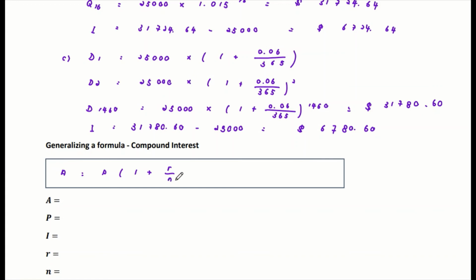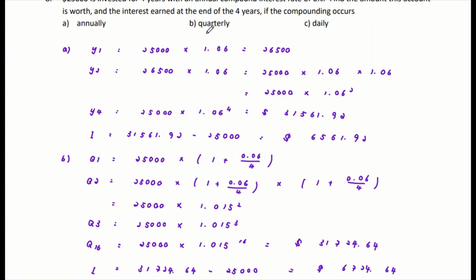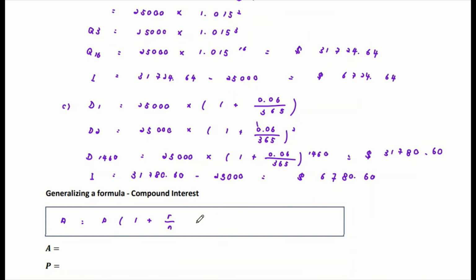So n is how many compounding periods you have in a year. In this case, when you are doing quarterly, it means in 1 year you compound 4 times. If you are doing daily, then in 1 year you compound 365 times. So that is the n here. And then to the power of, so you realize this is the value that you use, right?